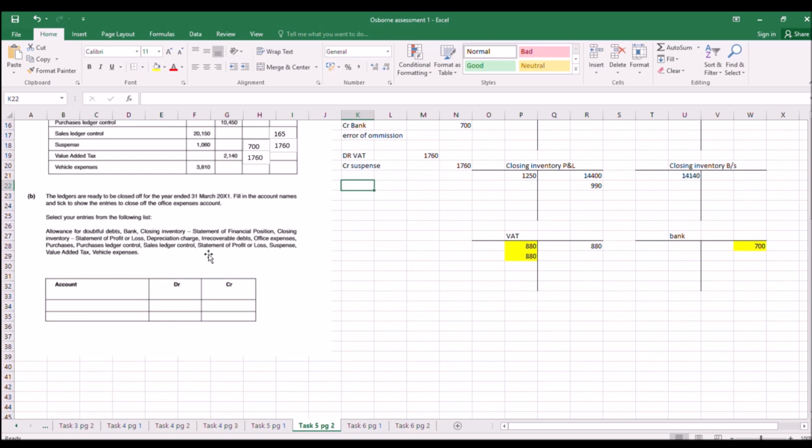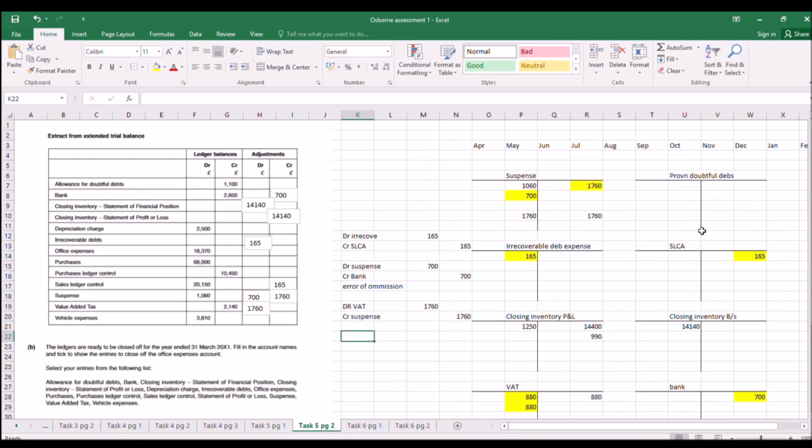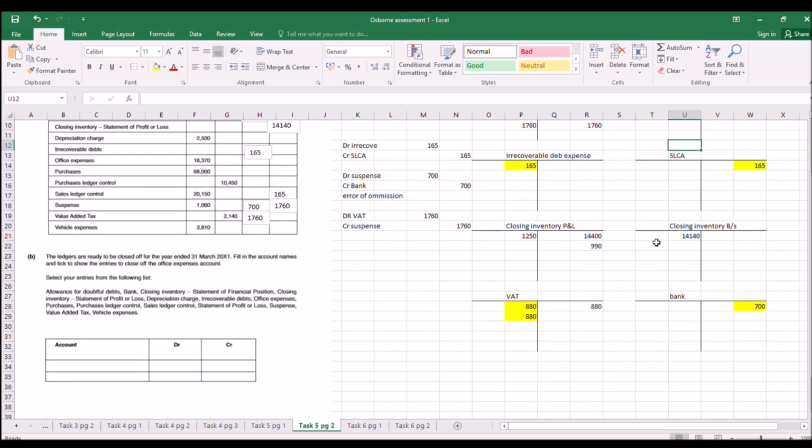Right, let's now move on. The ledger is ready to be closed off for the year. Fill in the account names and tick to show the entries to close off the office expenses account. So let's go over here. We'll change this one to the office expenses. Let's see what we've got in here. Office expenses, we've got a debit balance of 18370 here.